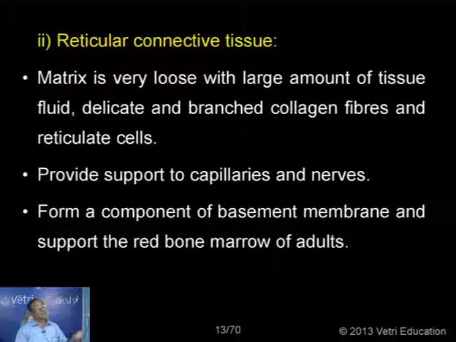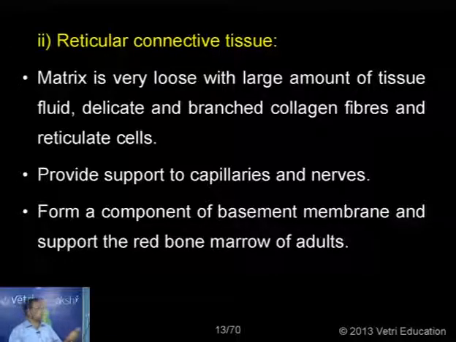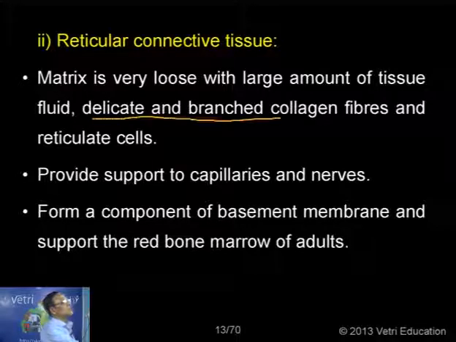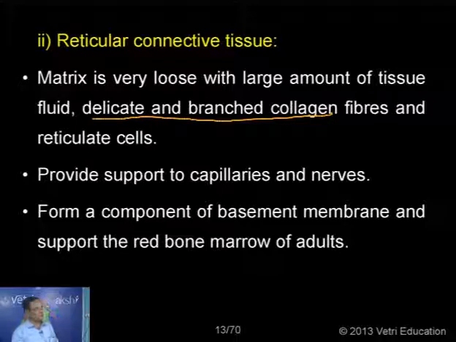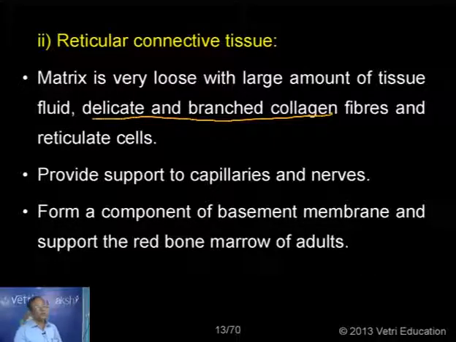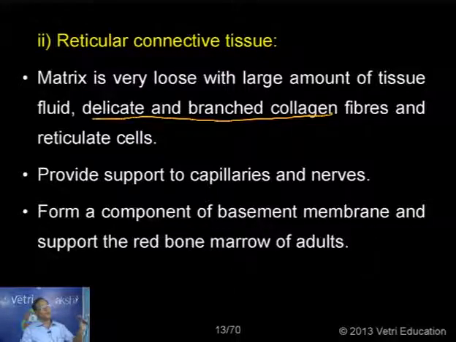That is why it also contains a large amount of matrix and tissue fluid, but the fibers are branched, and those are the collagen fibers. Normally the reticular fibers are made up of collagen. The meaning of reticulation is branching, a network, branched to form a network or meshwork. So here it contains a large amount of matrix, a large amount of fluid, fewer cells, and delicate reticular fibers.